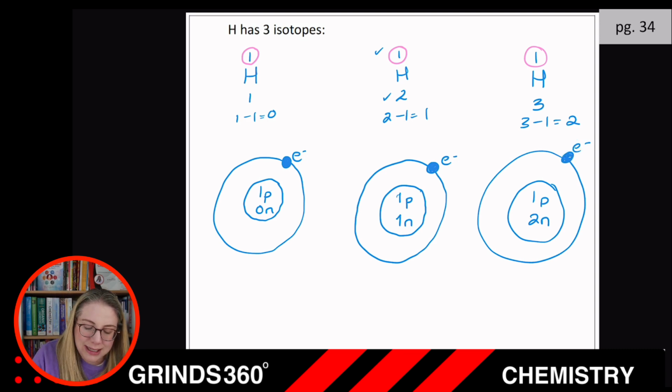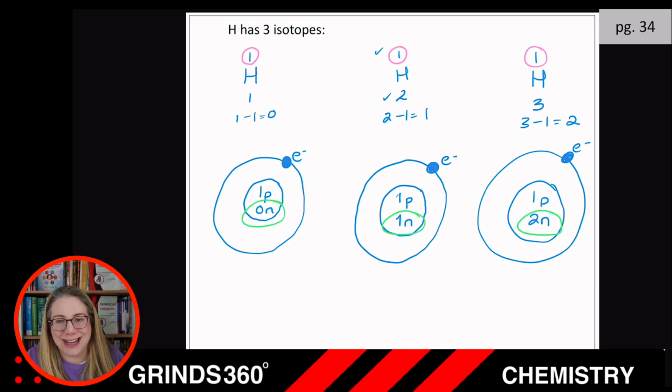Now, the only thing that's different about each of these atoms of hydrogen is the number of neutrons in the nucleus. And that's all we really need to know about isotopes. That's how they are different. They have different numbers of neutrons in the nucleus. That's it.